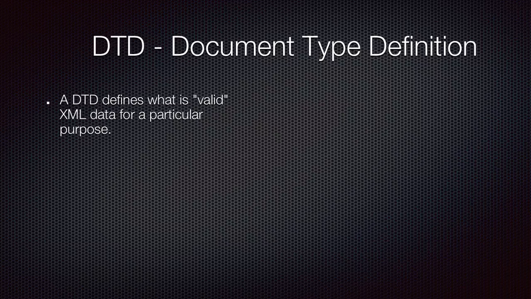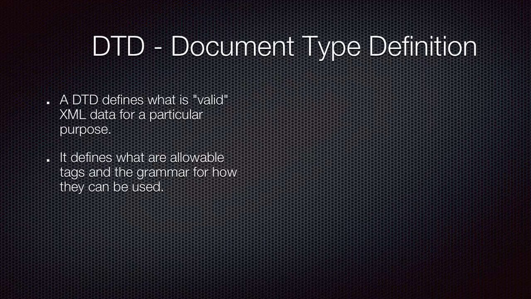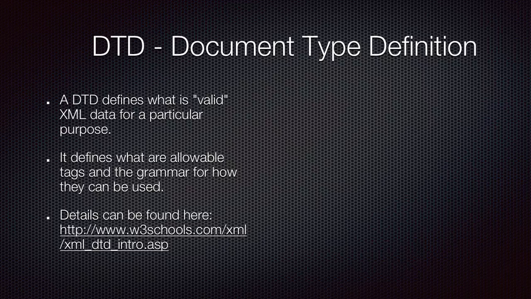So once again, like all schema, a DTD defines what is valid XML for a particular purpose. It adds constraints on what XML this particular program will accept. So it defines things like what are the allowed tags and the grammar, what elements can be inside of what tags in what circumstances. Details can be found linked here. And so the important thing to know here is there's a number of special DTD components that you assemble together to get things to work.